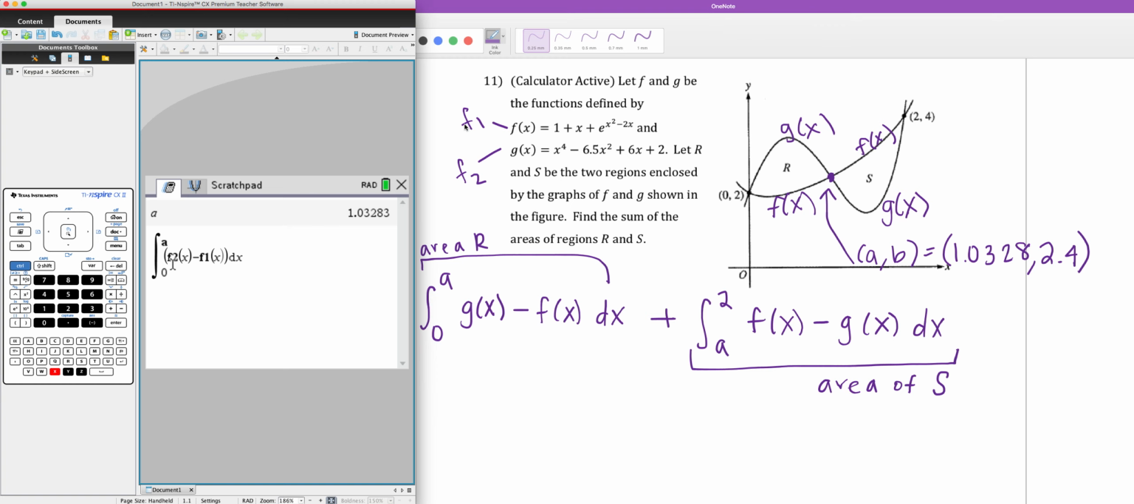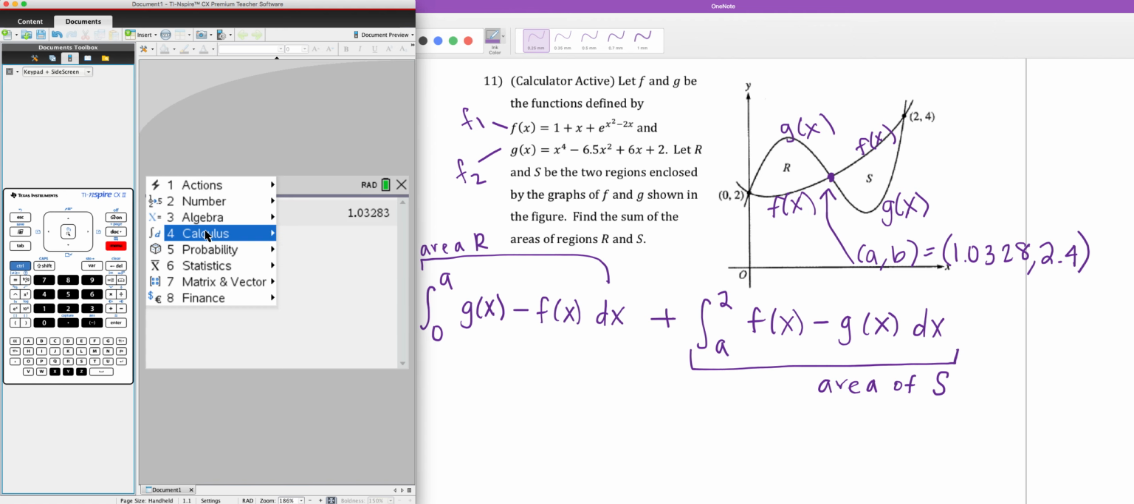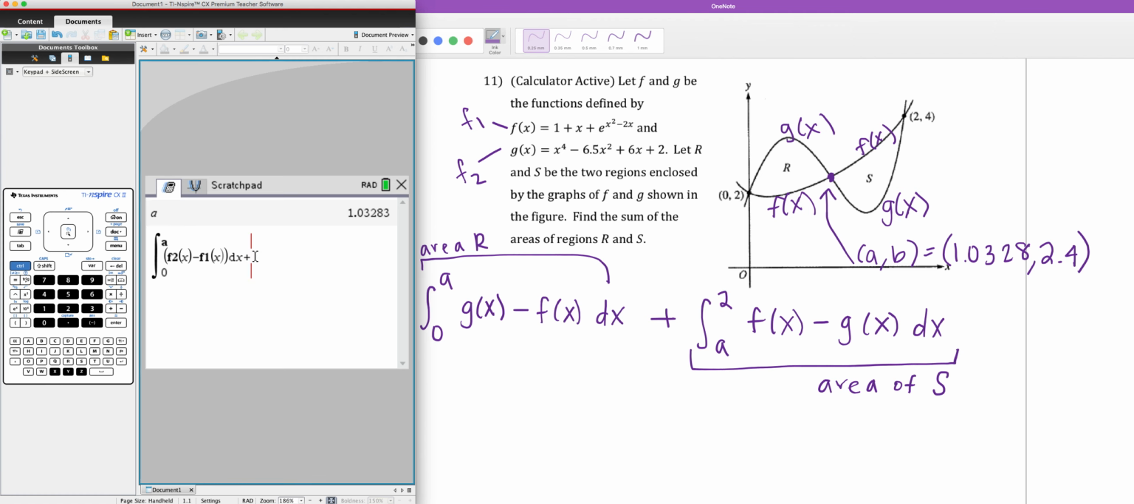dx. Now I can do these two separately and add them together, or I can just keep typing in one line. Make sure you click out of the integral before you put your plus sign. And I'm going to go menu, get an integral again, so calculus, numerical integral. I'm going to integrate from 0 to 2 this time, and I'm going to flip-flop them. So f of x is the top curve, so f1 of x comes first, minus my f2 of x dx. And when I hit enter, I get my value.